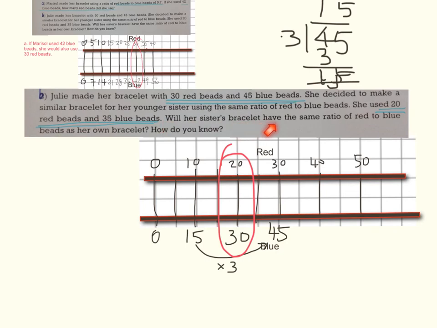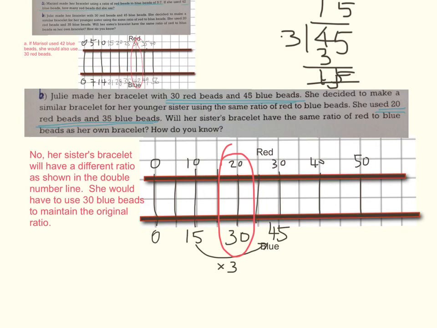Okay, so now we have our answer to the question. Will the sister's bracelet have the same ratio of red to blue beads as her own bracelet? And the answer is no. And how do we know? Because if she followed the original ratio, then she should be using 30 blue beads instead of 35. Okay, so let me type this out. The answer is no. Her sister's bracelet will have a different ratio than the original ratio. She will have to use 30 blue beads to maintain the original ratio.